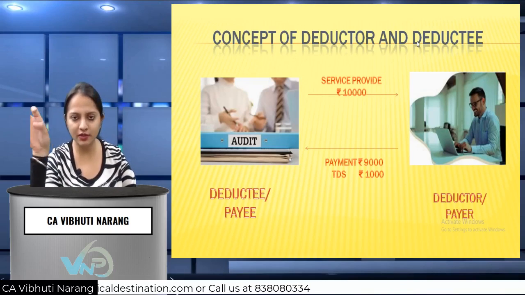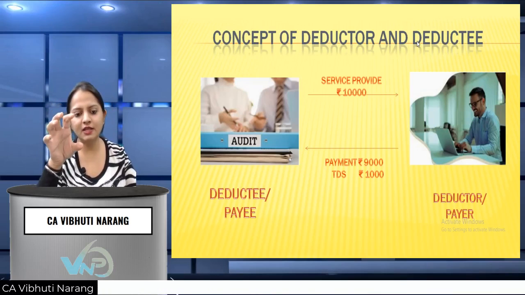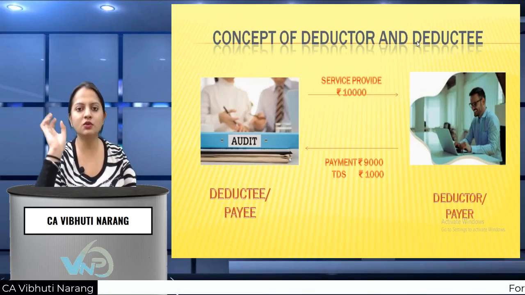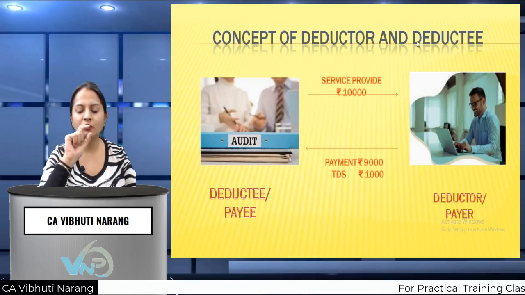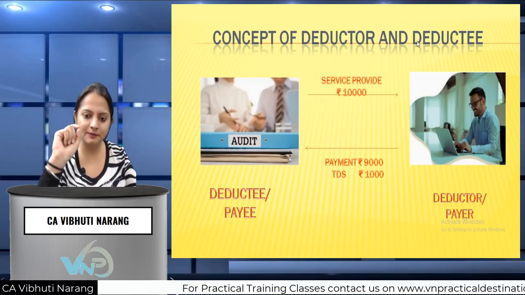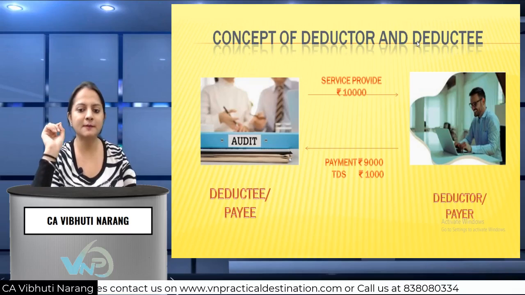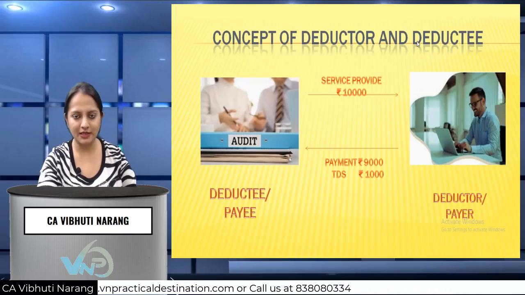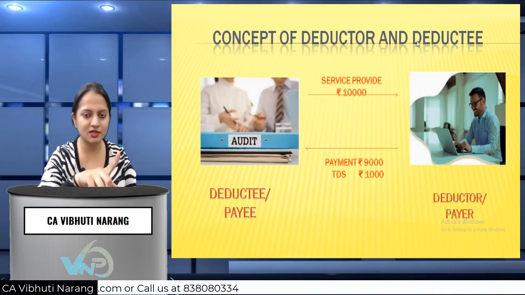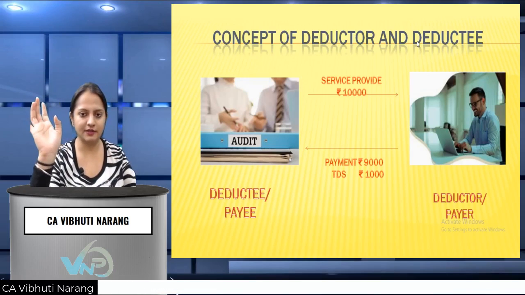He is also known as the payer, and the CA, the person who will be receiving the income, is the deductee, also known as the payee. Now we have provided a service of rupees 10,000, and when we are receiving the payment, we have assumed that the rate of TDS was 10%, that is 10% of 10,000 is 1,000 rupees. So a payment of 9,000 is being given and TDS of 1,000 has been deducted on the same.